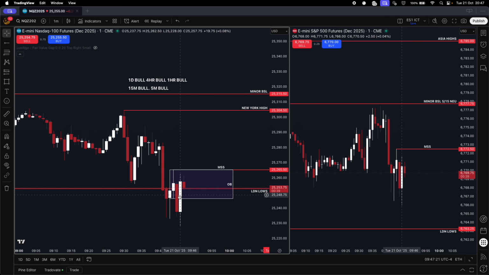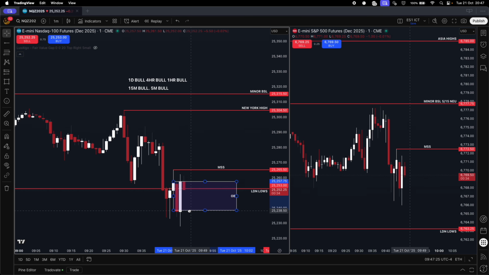Okay, so now we have a bullish order block, as you can see there. It's now been put into price. This candle engulfed the previous down close candle.